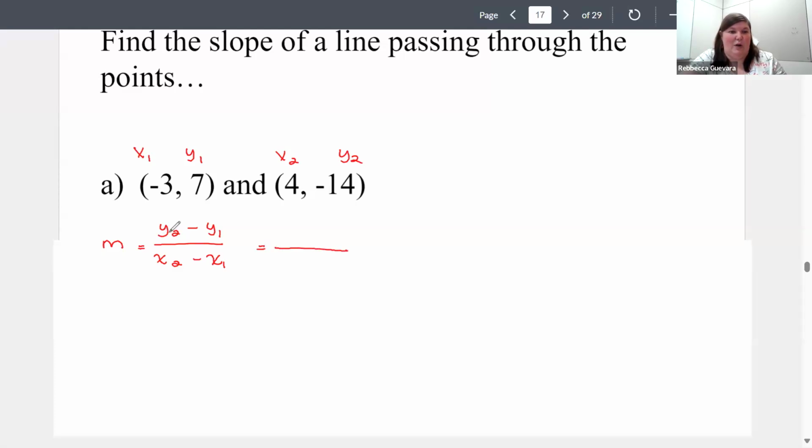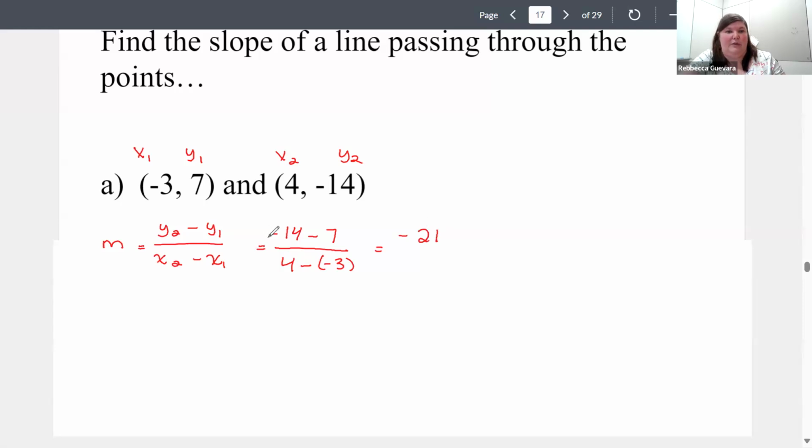So we said that Y2 is going to be a negative 14. And then we said that Y1 is going to be 7. So we're going to minus a 7. X2 was going to be 4 minus X1, which is a negative 3. So we are going to subtract a negative.